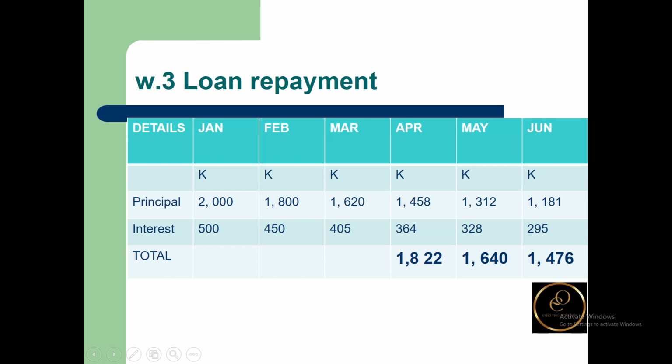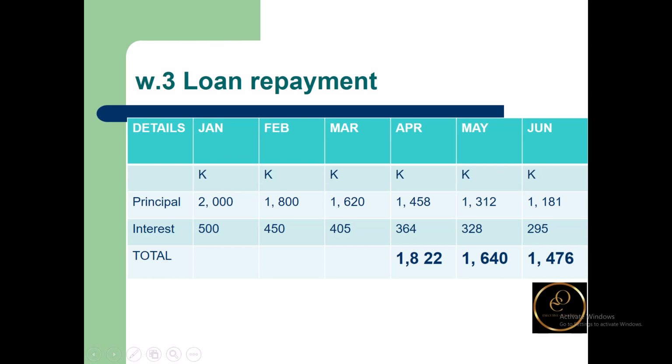Coming to March, again we reduce that 1,800 to move to the March figure. We find that with 10% removed, we remain with 1,620. Equally for interest, which was outstanding at 450 in February, we reduce it by 10%, which is 45 kwacha. We are going to remain with 405. This trend continues until June.